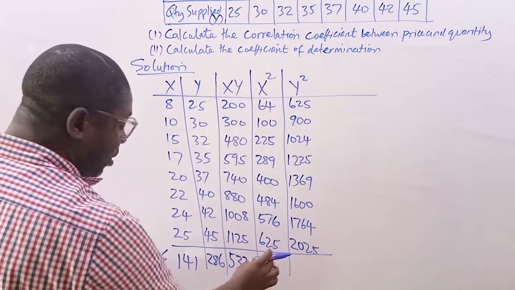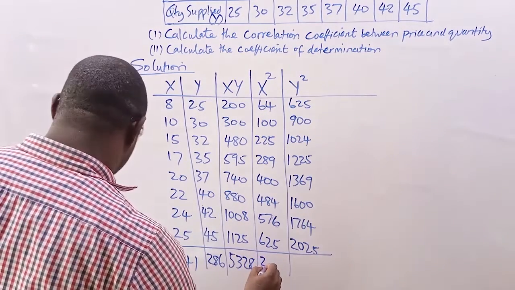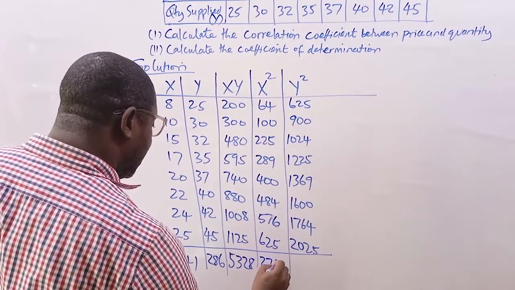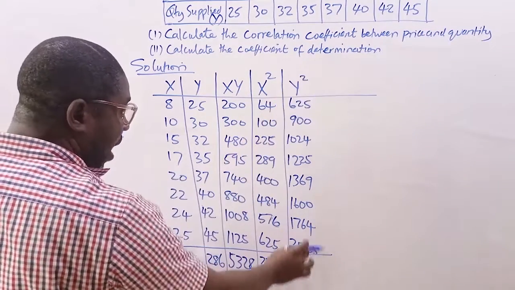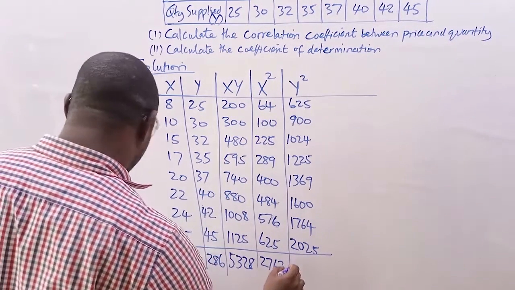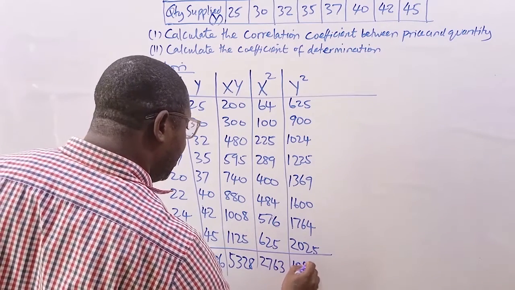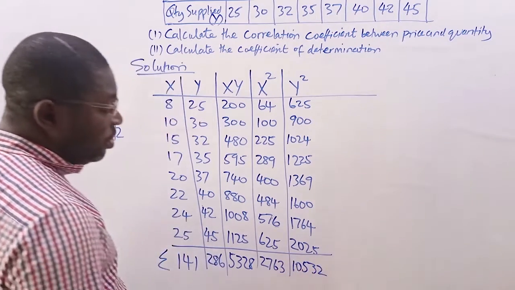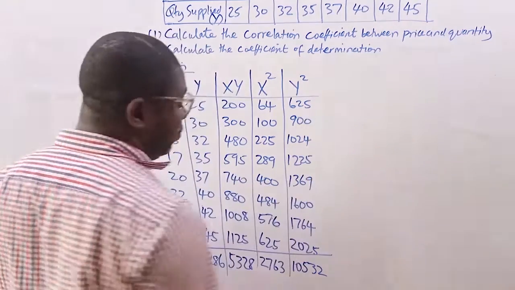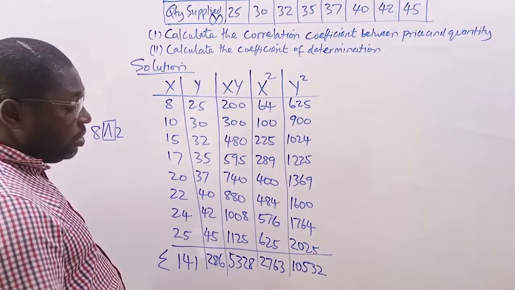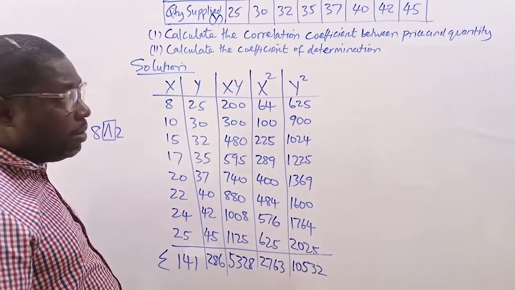Add up the columns in the x squared column. You have 2,763, and then the y squared column, you have 10,532. That's what we have. So that will have. Now we need to put in all these values in the correlation coefficient formula.